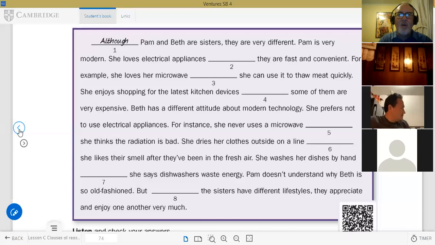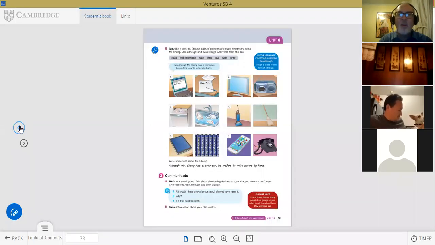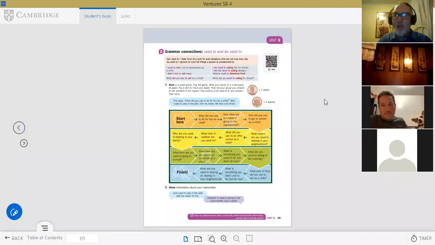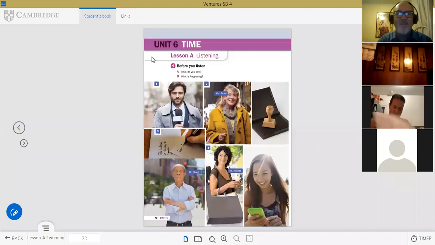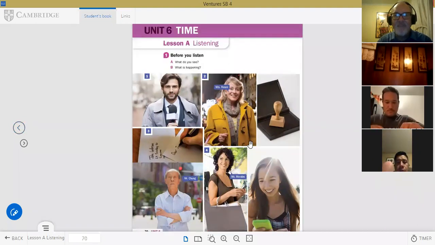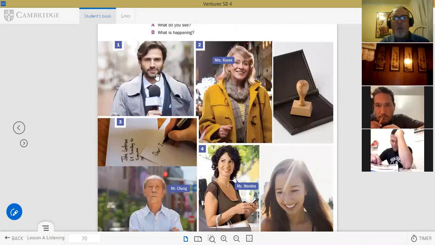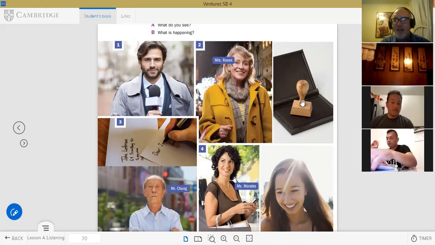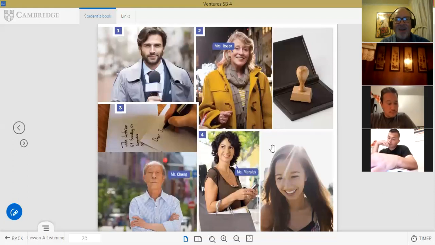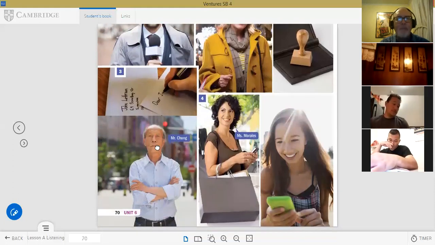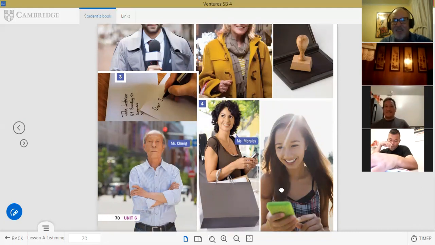Okay. Let's go back a little bit to page. Oops, I went one page too far. Page 70. You see page 70 here? We're gonna hear a radio report where this guy is gonna interview people about their favorite things. Mrs. Rosen's favorite thing looks like a stamper, right? Mr. Chung is a little bit of a grumpy guy. He likes to write letters. And Mrs. Morales likes to go shopping. She likes her cell phone while she's shopping.